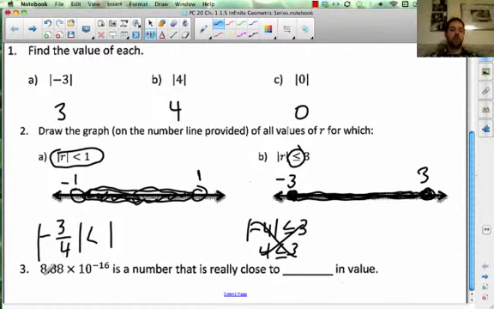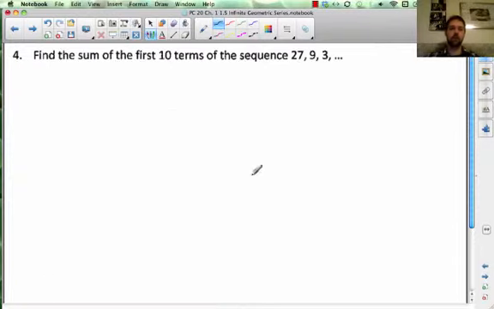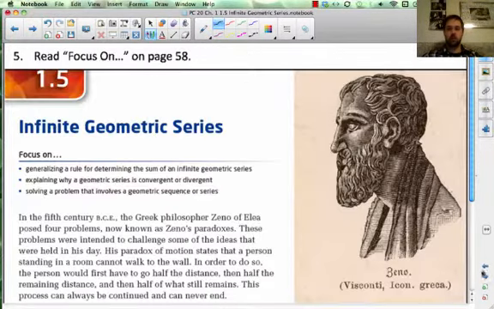Now this number, 8.88 times 10 to the minus 16, is a very, very small number. That is 8.88 with 15 zeros in front of it. So 0.00000 and so on with 15 zeros until you get a few 8s. This number is very small. It's very close to 0 in value. This is a review of the stuff we've been doing over the past couple days, so I'll let you do that on your own. Go ahead and give it a try.